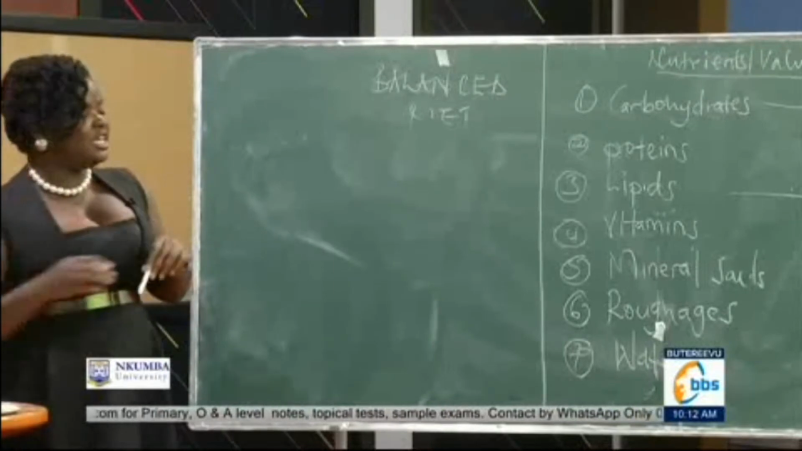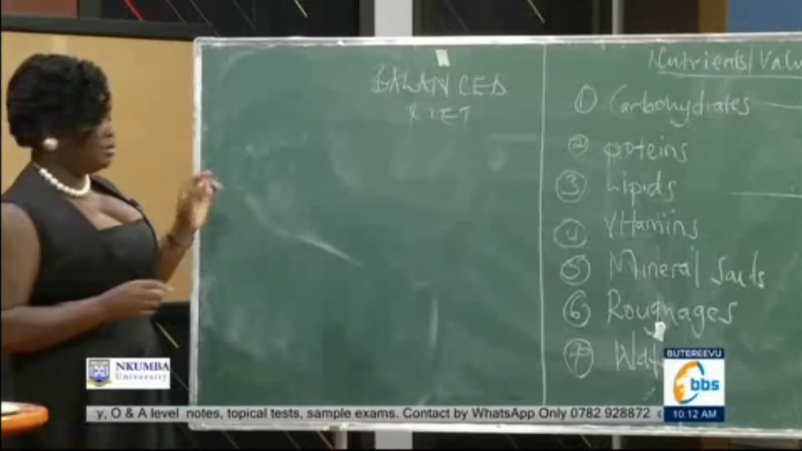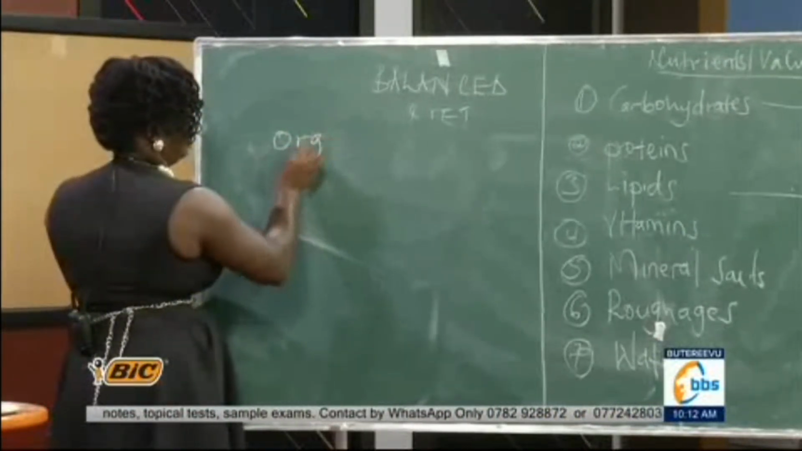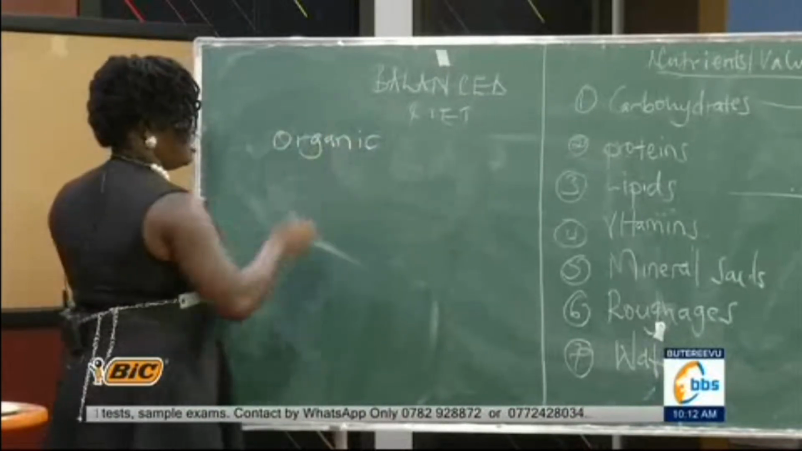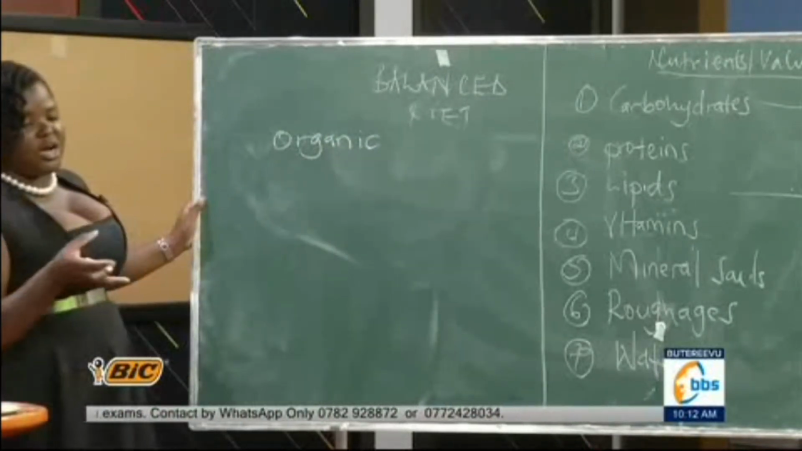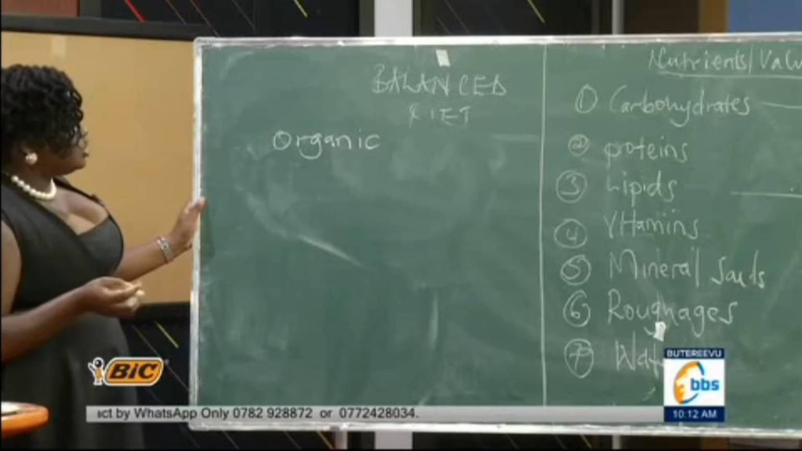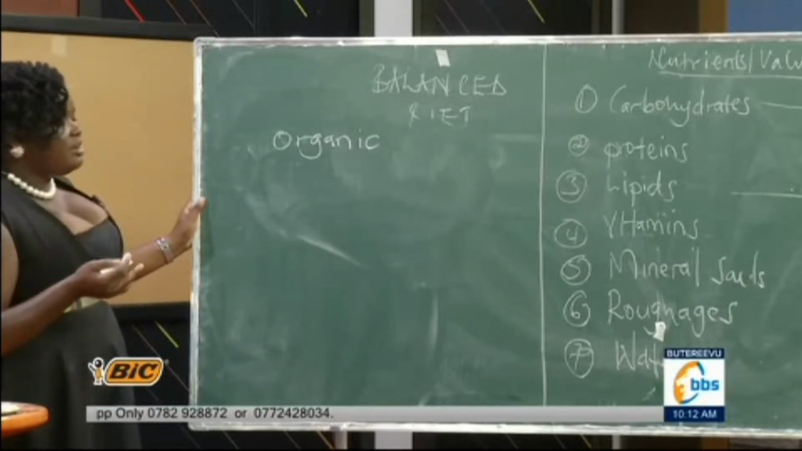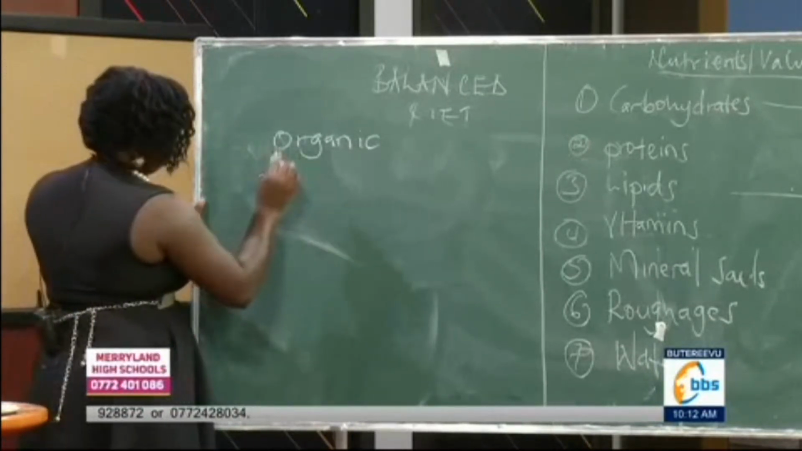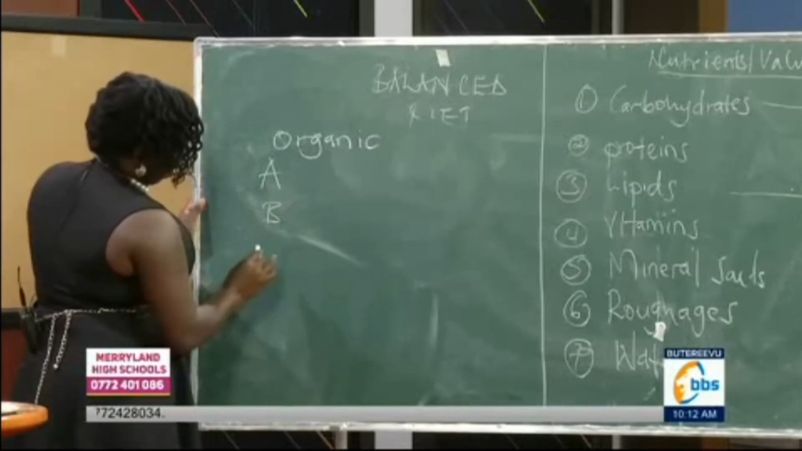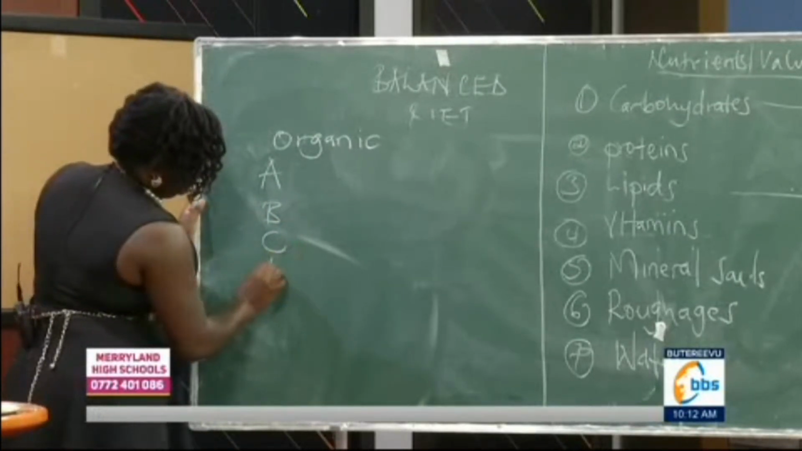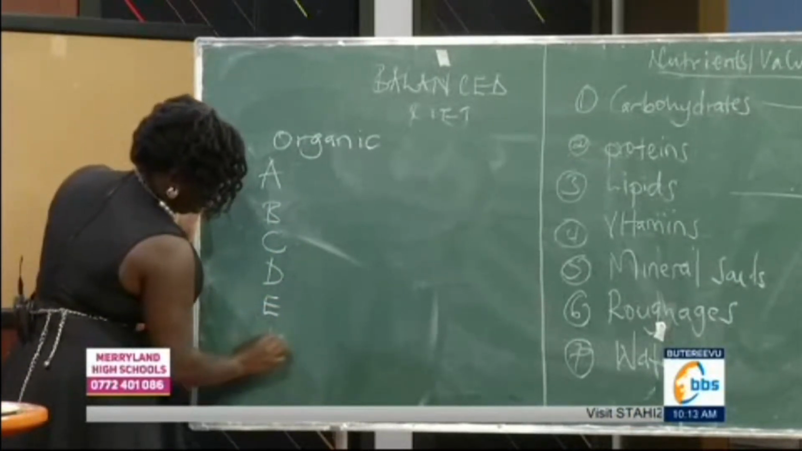We only need them in little quantities, but they are very vital. They are organic in nature. Organic meaning that they have a carbon-hydrogen skeleton. So they were named with letters A, B, C, D, E, and K.